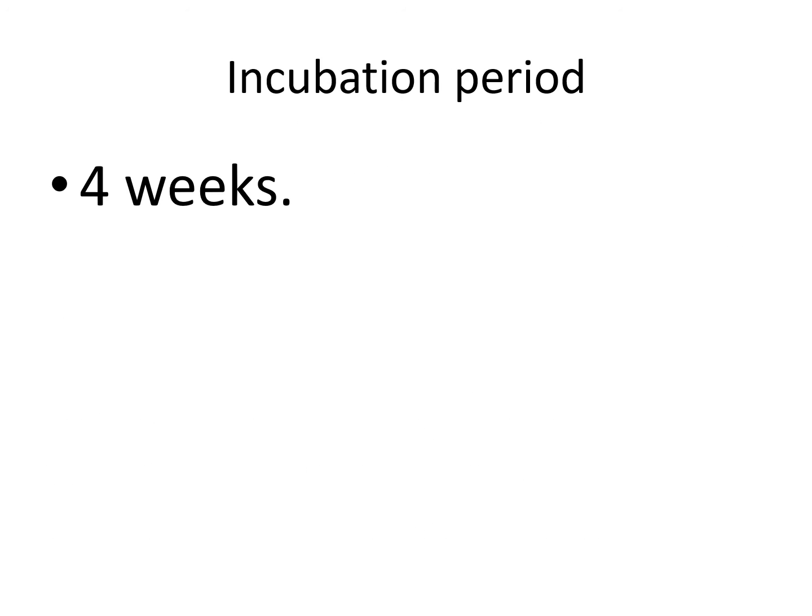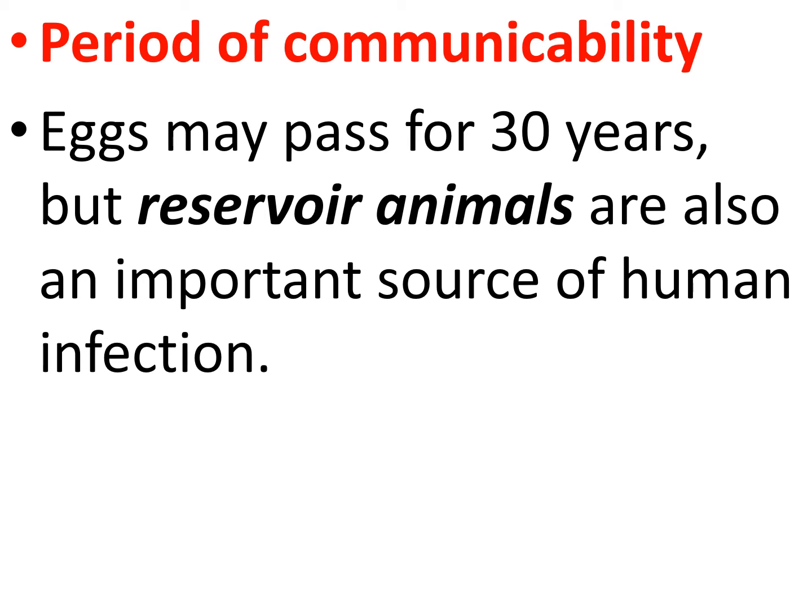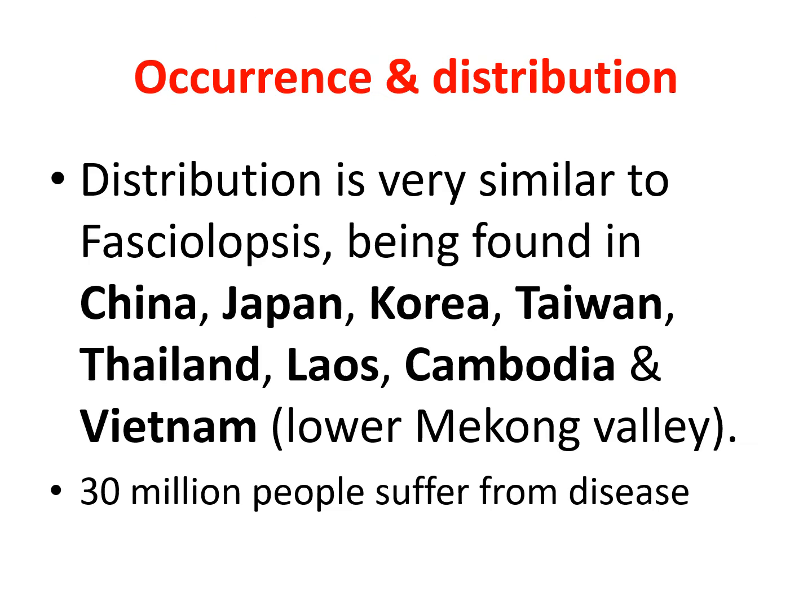Incubation period, 4 weeks. Period of communicability: eggs may pass for 30 years, but reservoir animals are also an important source of infection. Occurrence and distribution: distribution is very similar to Fasciola, being found in China, Japan, Korea, Taiwan, Thailand, Laos, Cambodia, and Vietnam. Lower Mekong Valley. 30 million people suffer from the disease.